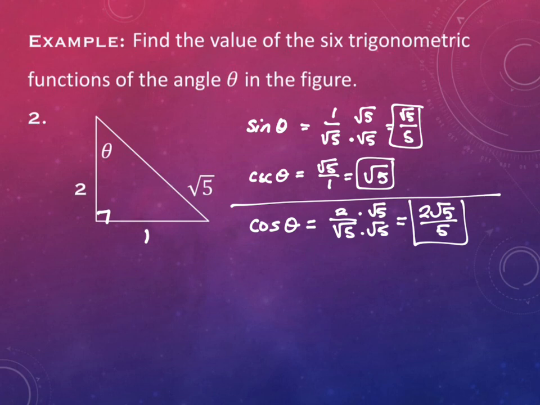And then for secant, which fraction is the most convenient to flip? The first one, right? The 2 over square root of 5. So let's flip that one. I have square root of 5 over 2, and I'm done.